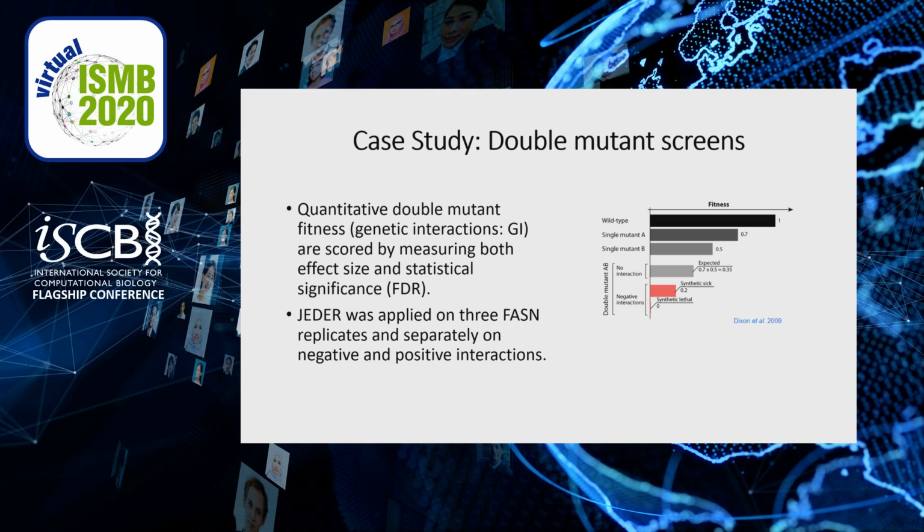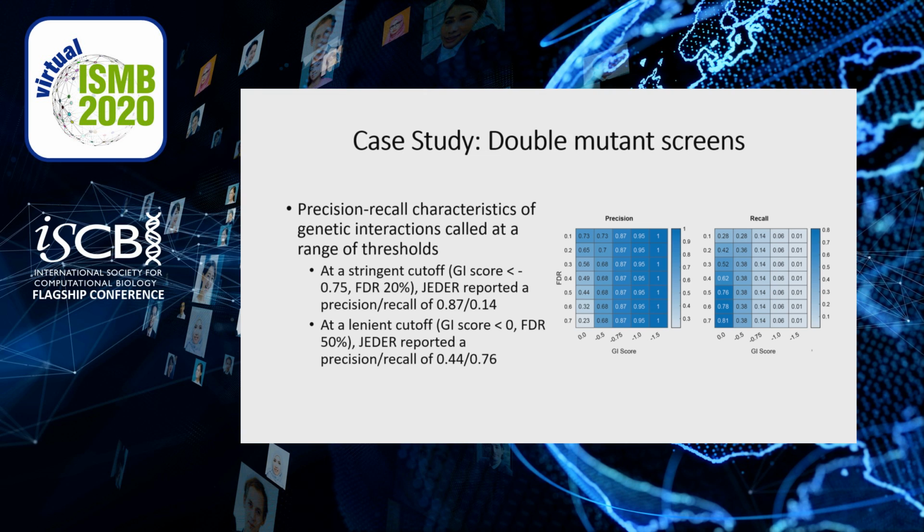We scored quantitative genetic interactions for our screens by measuring both an effect size and a statistical significance, FDR, across replicates. As with single mutants, we evaluated the precision and recall characteristics of genetic interactions called at a range of thresholds. For example, at a relatively stringent cutoff, a GI score of -0.75 and FDR of 20%, JITTER reported a precision and recall of 87% and 14%. We can see that the reproducibility of genetic interactions is much more difficult than that of single mutant effects.